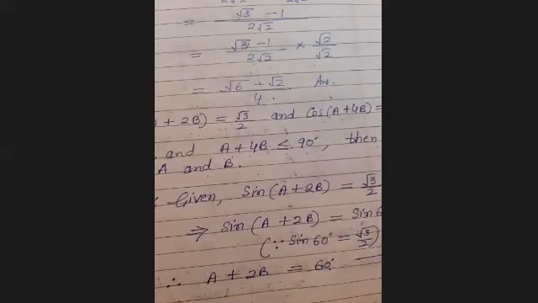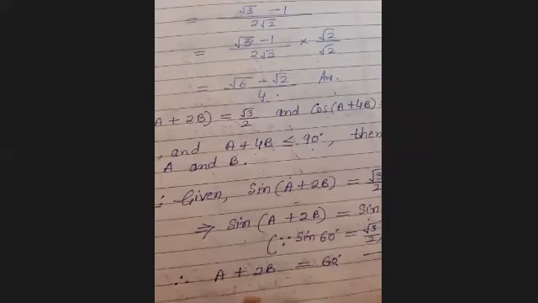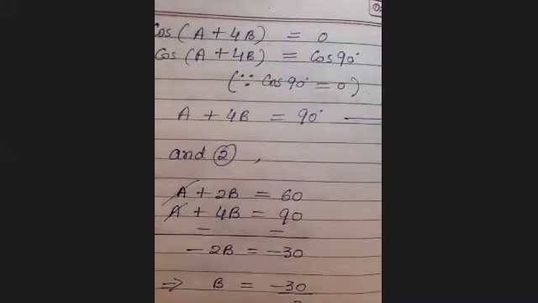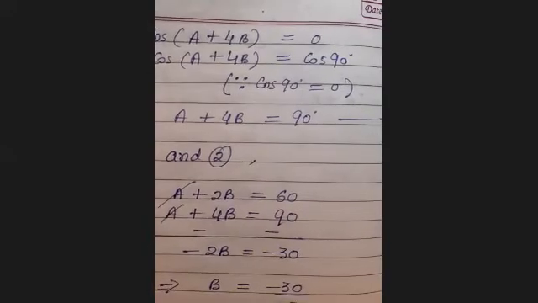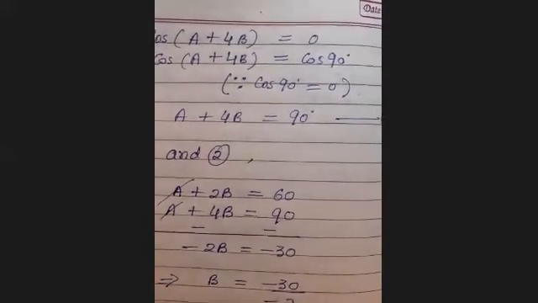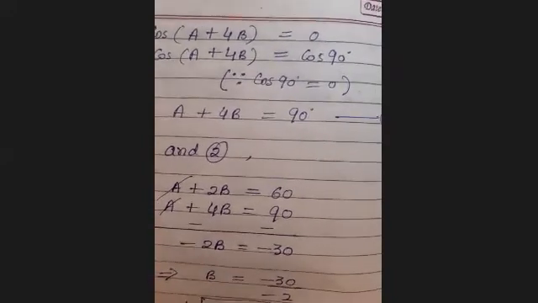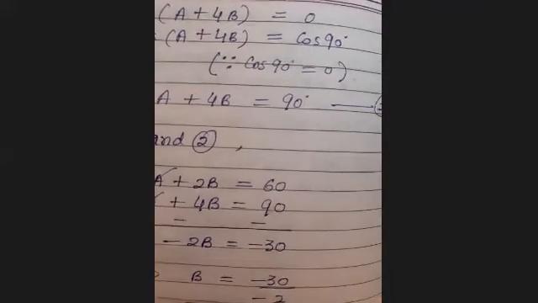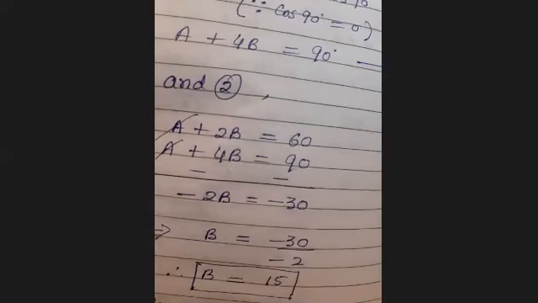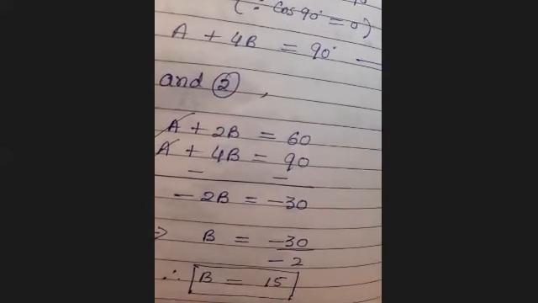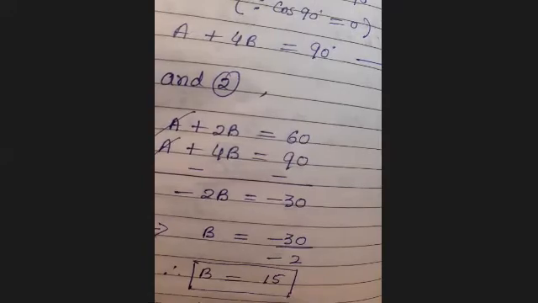Similarly, by using cos (A plus 4B), we can find the second equation in terms of A and B. Cos (A plus 4B) equal to 0, and cos 90 is 0. Therefore, we write cos 90, because on the left hand side again we have cos, which is removed. Again we have one more equation, A plus 4B equal to 90 degree. Now we have two equations: one is A plus 2B equal to 60 and the other is A plus 4B equal to 90. By elimination method, we find the value of A and B.